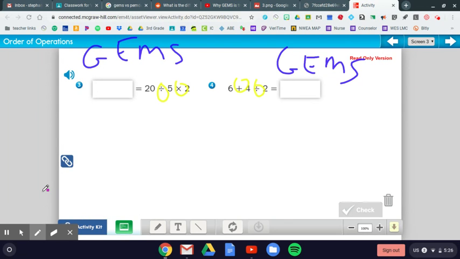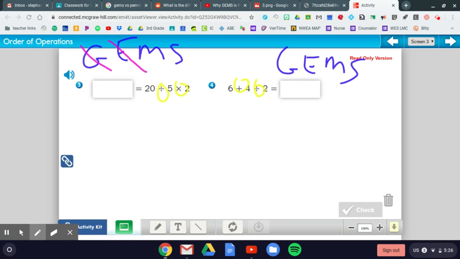Pro tip. On Monday and Tuesday, we talked a lot about parentheses. So now that we've mastered parentheses for Thursday and Wednesday, you're not going to see parentheses very often. You will, but not too many, because they want to know, can you follow the order of operations? So for question number 3, 20 divided by 5 times 2. Remember, no groupings, no exponents, multiplication and division.